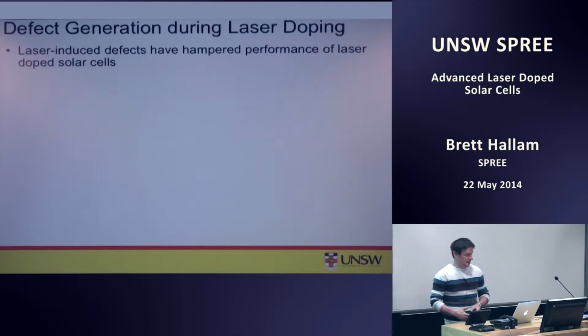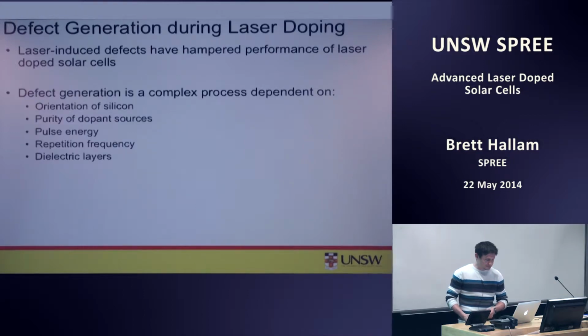Now, one unfortunate problem which occurs with laser doping is the generation of defects. And these have typically hampered the performance of a lot of laser-doped solar cells. So looking at a standard laser-doped solar cell with a full area aluminium back surface field, until a few years ago, it was limiting the efficiencies to around 19%. Now, the defect generation is a complex process, and you could probably look at Ziv's thesis for a much better understanding of this. It can depend on a whole array of factors, such as the orientation of the silicon, the purity of dopant sources you're using, when you're using Q-switch lasers, the pulse energy, pulse repetition, and can also be influenced by the dielectric layers.